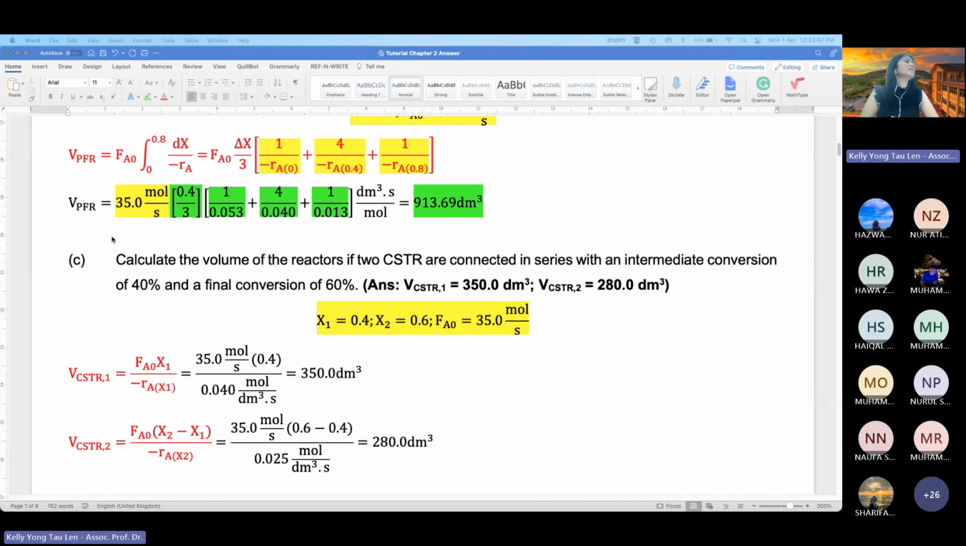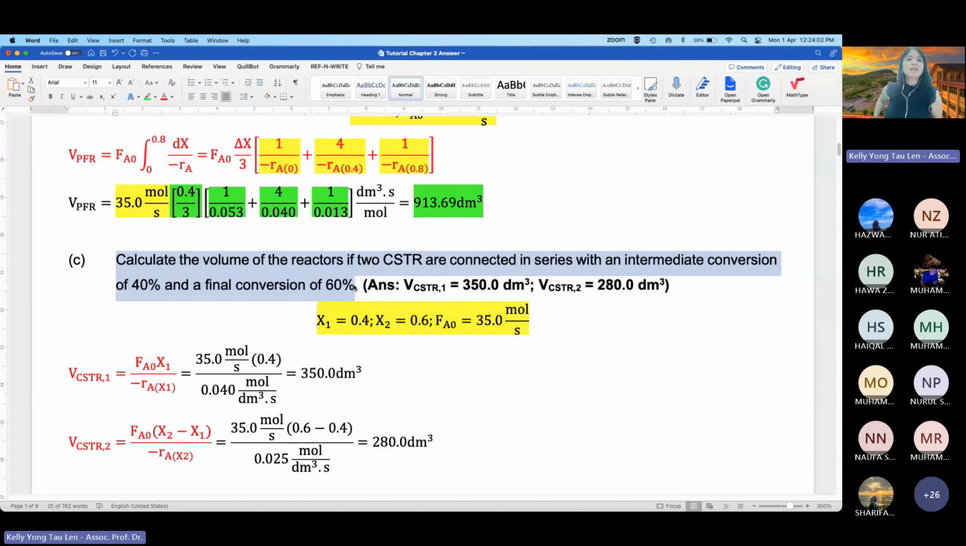Okay, so the question says, calculate the volume of the reactor if two CSTRs are connected in series with an intermediate conversion of 40% and a final conversion of 60%. Okay, so now we are talking about reactors in series, and in this case we have two reactors in series. So you remember I told you when we have two reactors in series, you will have separate conversions, meaning you have conversion for reactor 1, conversion for reactor 2.